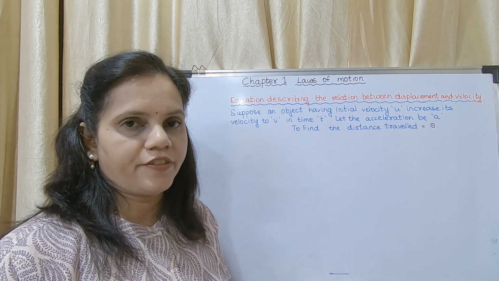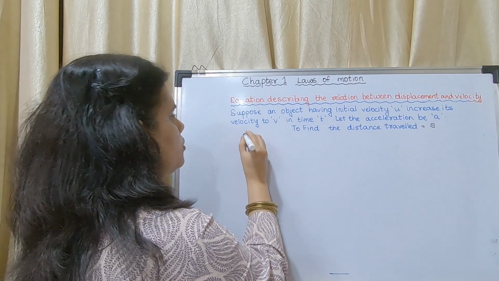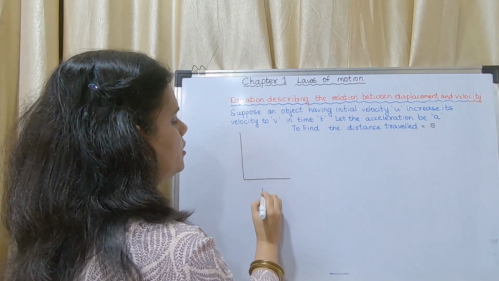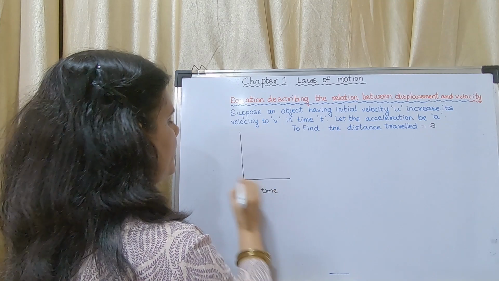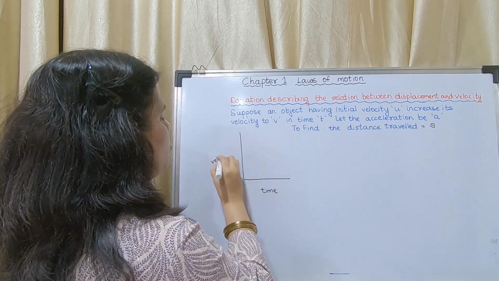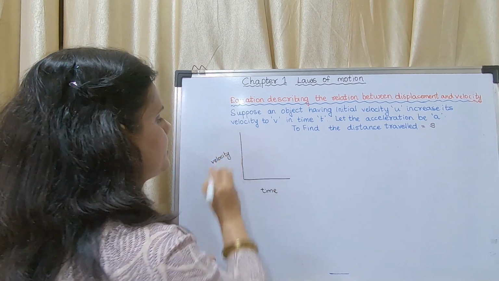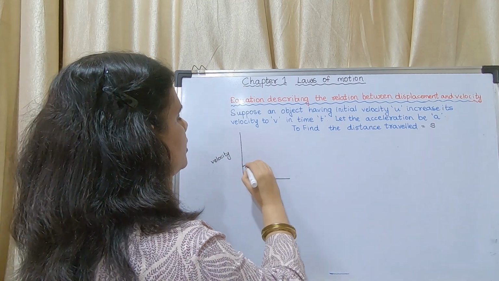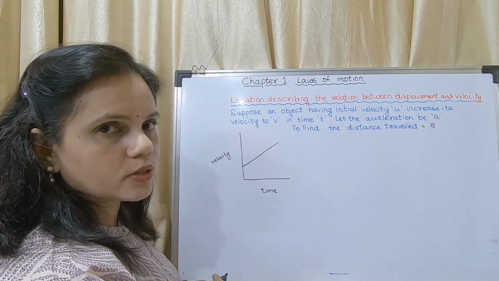The same graph you have to draw here also. You have to draw the graph, okay, with time on the x-axis and velocity on the y-axis. You have to draw a graph like this. This is the actual graph.